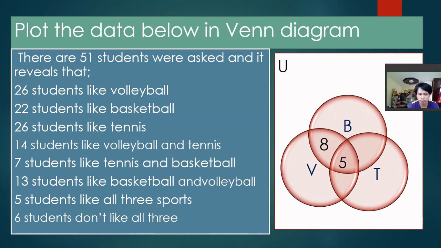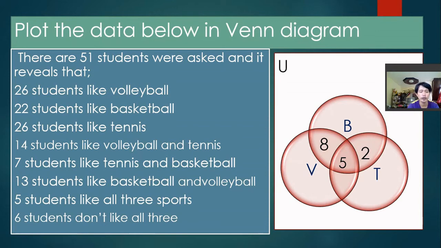Now next, 7 students like tennis and basketball. So tennis and basketball, this is the space. There is 5 already. So what is the number to be added to 5 to get 7? Answer is 2. So tennis and basketball.